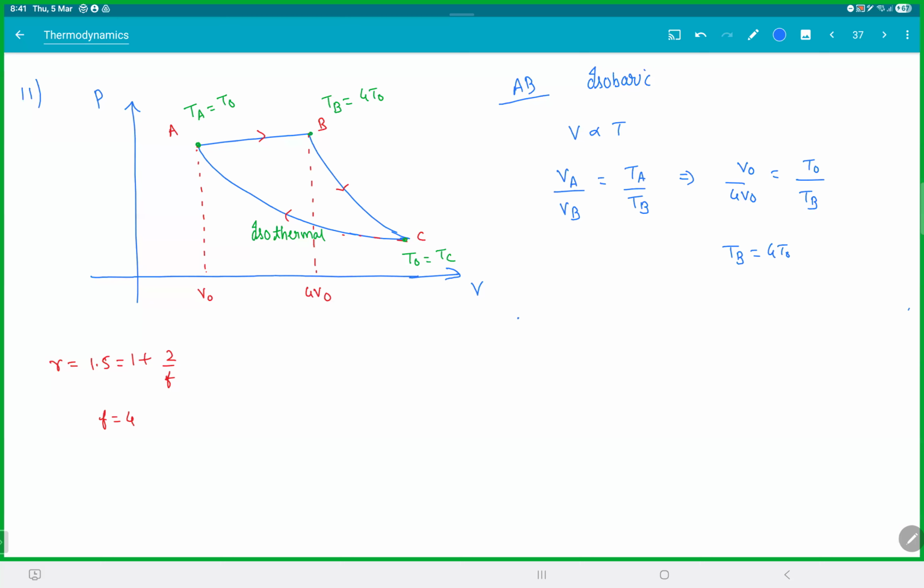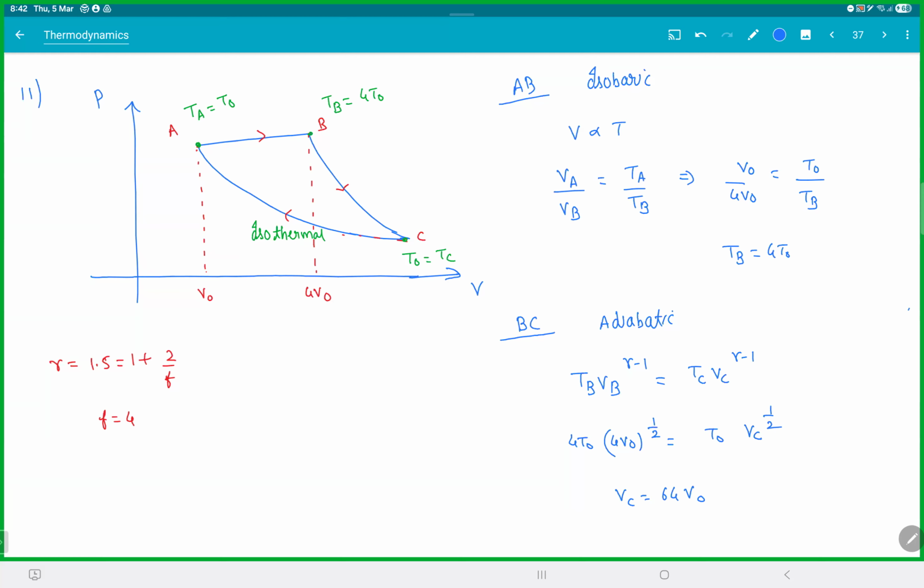Perfect. Now in the process B to C, it's an adiabatic process. Look at this: I know temperature at B, I know temperature at C, I know volume at B, I want to find volume at C. So I need a relation between T and V. I can use TB VB to the power gamma minus 1 equals TC VC to the power gamma minus 1. TB is 4 T naught, VB is 4 V naught, gamma minus 1 is half, TC is T naught, and this would be VC to the power half. T naught will go off, and squaring on both sides, VC would be 64 V naught. Check. Any doubts on this?